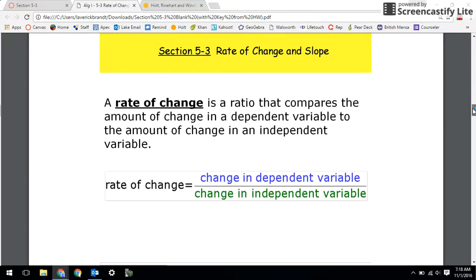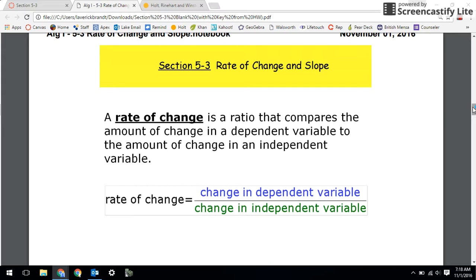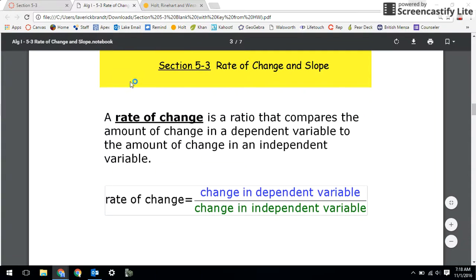So today what we're going to be talking about is rate of change and slope. Now you've probably already talked about slope before. Slope in and of itself is basically just a rate of change. A rate of change is a ratio that compares the amount of change in a dependent variable to the amount of change in an independent variable. This has more of a word problem base to it because it's talking about independent and dependent variables.